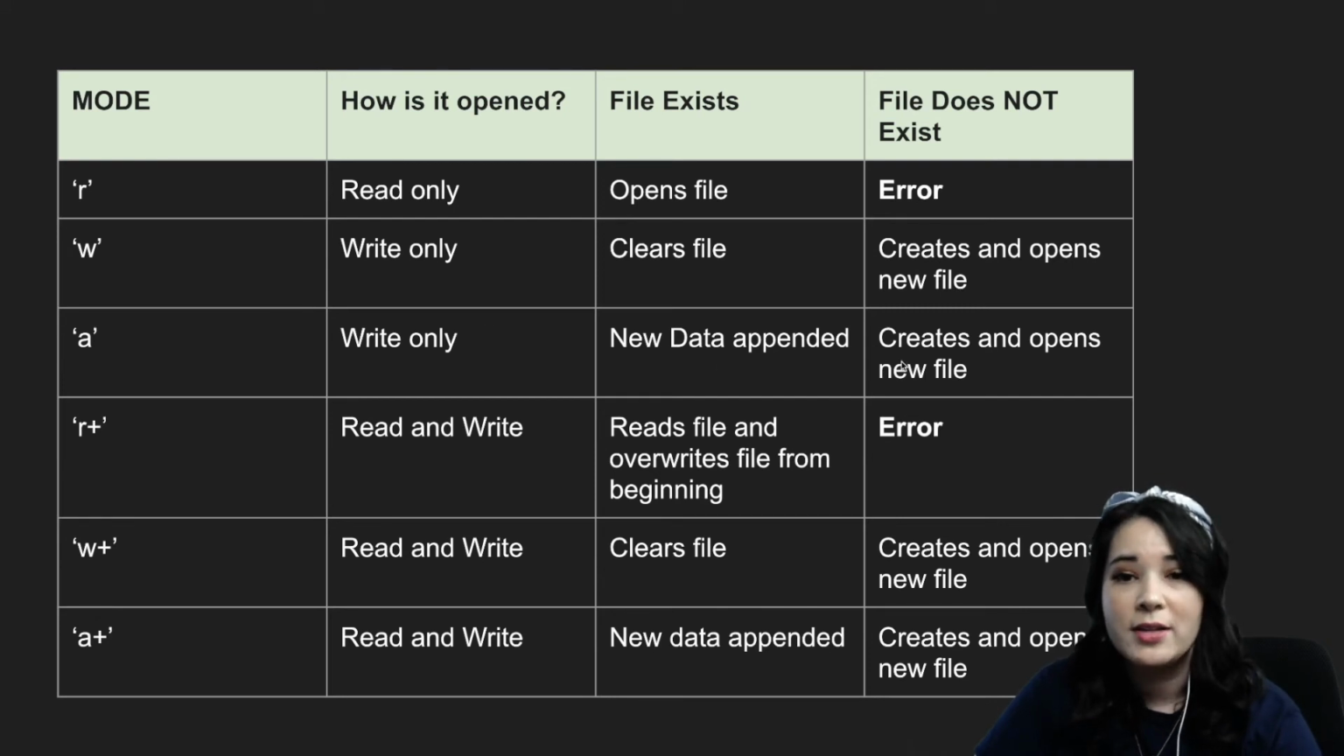Append, on the other hand, will append data to a file if it already exists, and if it doesn't, then it behaves a lot like write mode, where it just creates the file and writes to it.